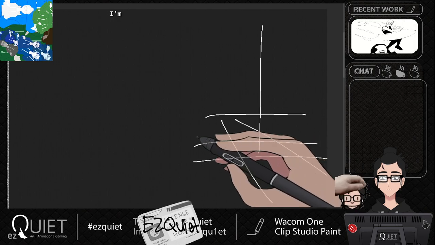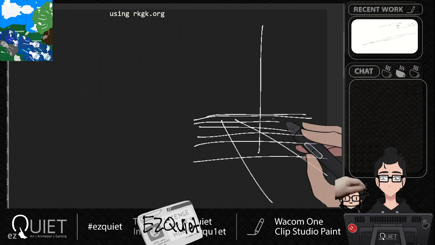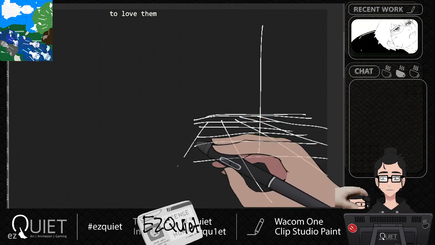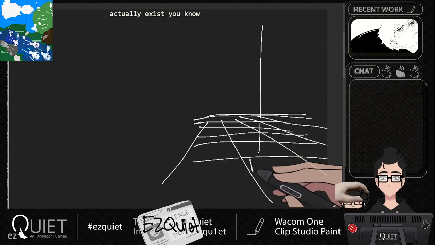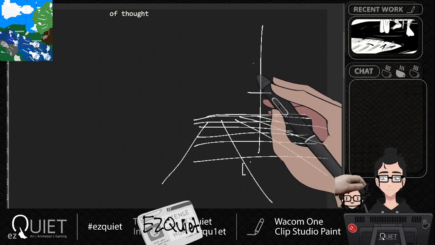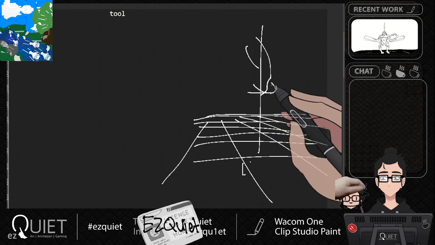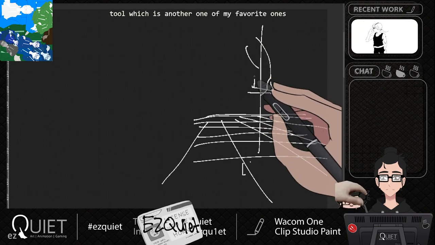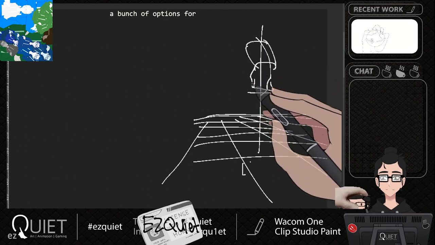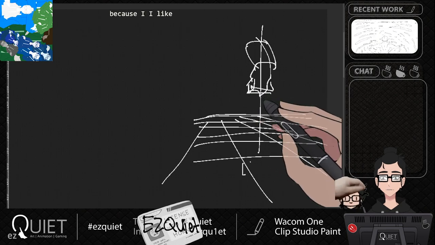Let's start over here, and this time I'm using rkjk.org, which is another pose viewer. You know, me and my pose viewers, you gotta love them. You gotta love how many actually exist. Last week, I was using Numian's tool, which is another one of my favorite ones, which also has a ground plane, but RKGK has a bunch of options for different proportion characters. So I'm using that today because I like the ground plane a little bit better with this one.